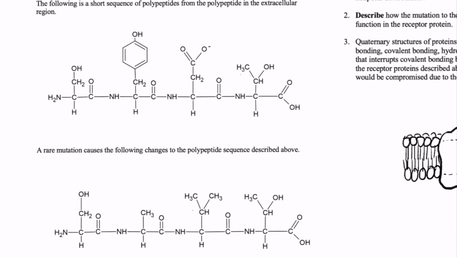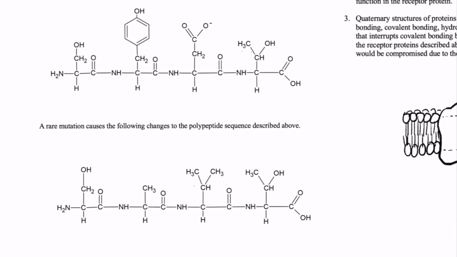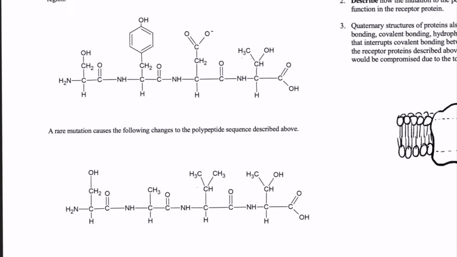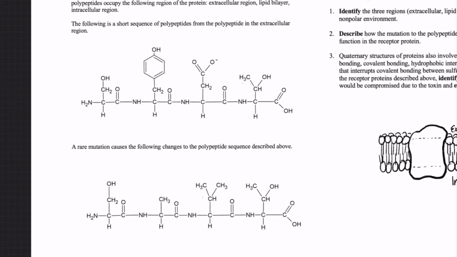And then we have this image of a polypeptide, and then we have a rare mutation that causes the following changes to the polypeptide sequence described above. And here we have that altered polypeptide sequence. All right, guys, so before we get started, let me just explain a couple of things here.